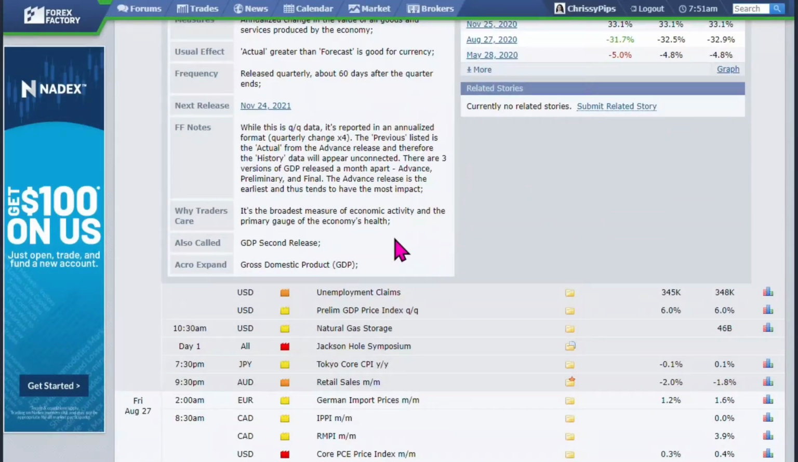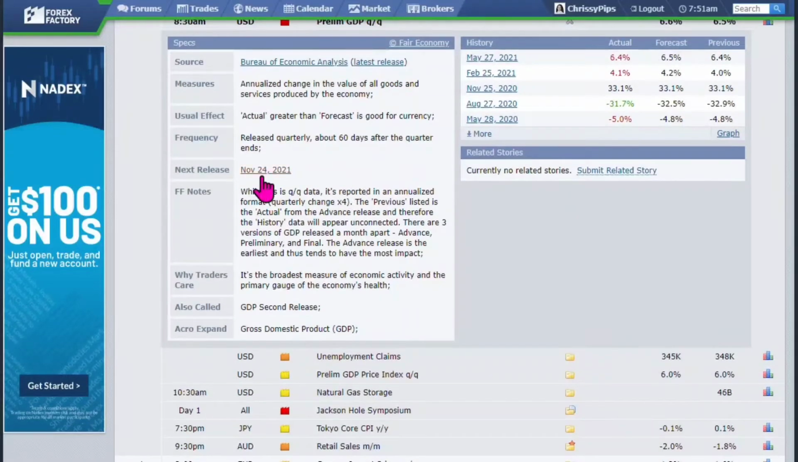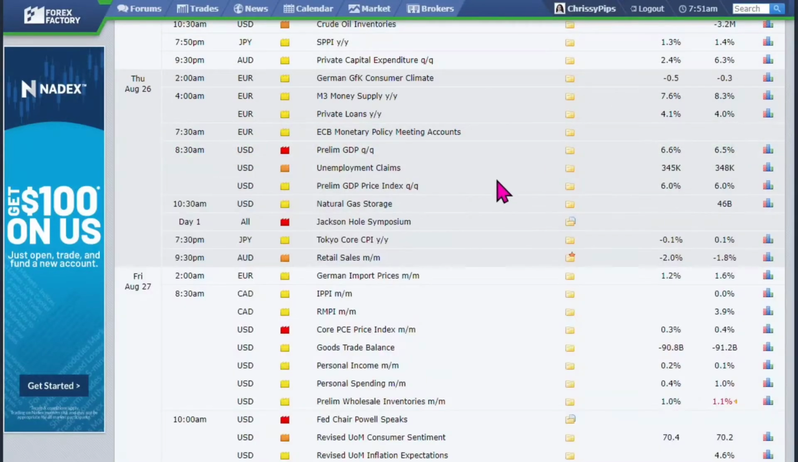And let's look at why traders care. It's the broadest measure of economic activity and the primary gauge of the economy's health. So this is definitely a folder that we want to pay attention to. When you're unsure, just come in here and look at the why traders care section of the folder. Okay? But let's see. And day one, let's see what this is.